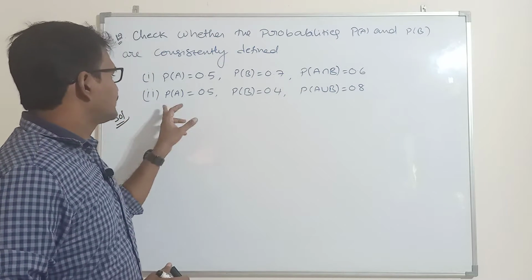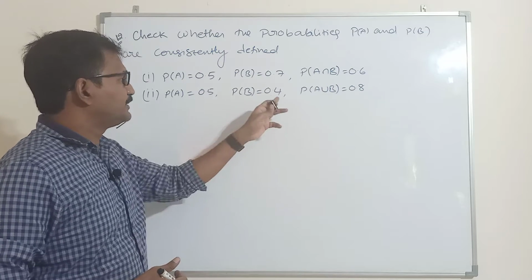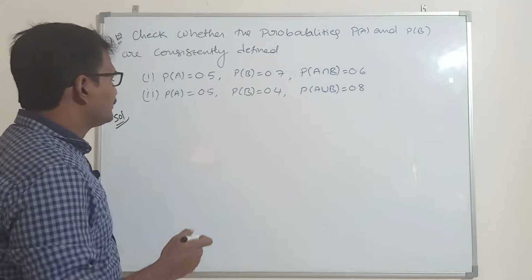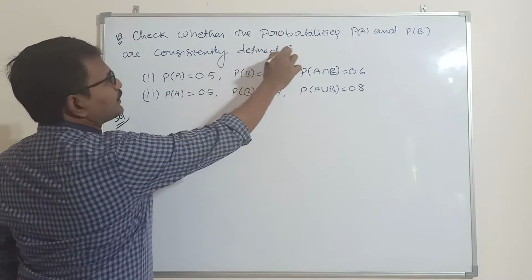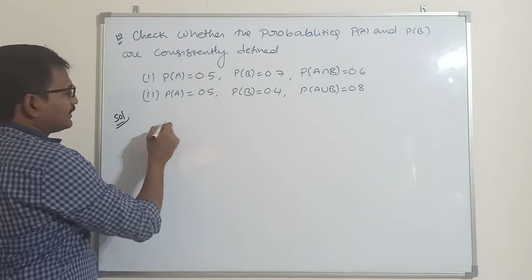equal to 0.6. Second question is P of A equal to 0.5, P of B equal to 0.4 and P of A union B equal to 0.8. So what do we have to find? We have to check whether the probabilities are consistently defined or not.